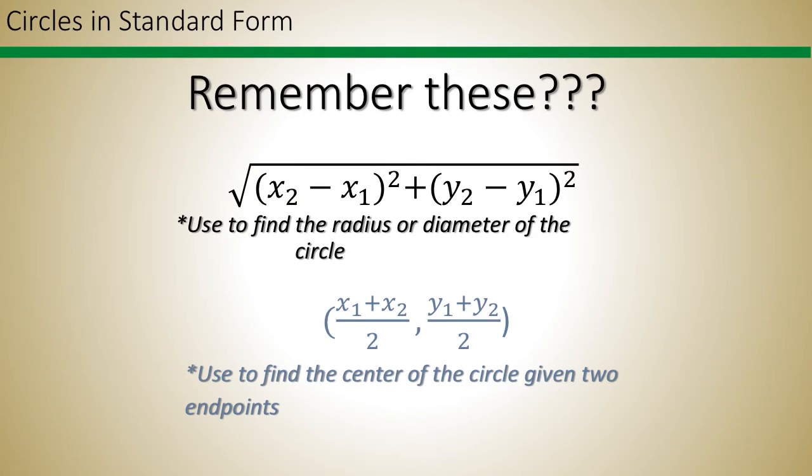Sometimes we're going to be given different information. We kind of have to break it apart to figure out what the center and the radius of my circle are. A couple of important formulas that we're going to need are the distance formula and the midpoint formula. If I need to find either the radius or the diameter, if I'm given points and need to find how far apart they are, we use the distance formula. If I need to find the midpoint of two points, so in this case, if I'm given the endpoints of the diameter, then I need to know what's in the middle of those to figure out where the center is. I would use the midpoint formula.